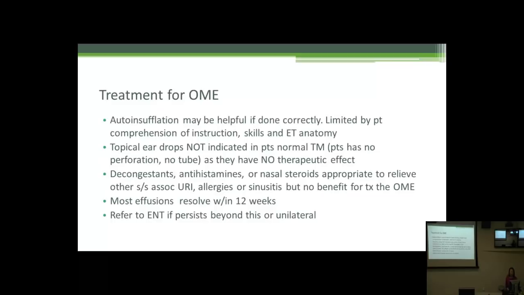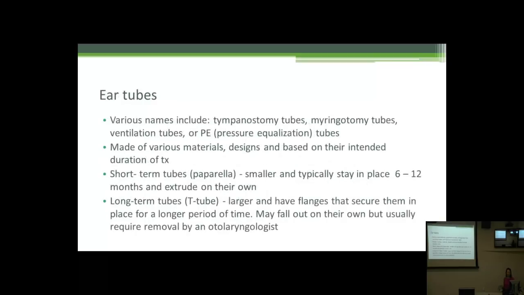Okay. And let's see, ear tube indications. All right, so there are different types of ear tubes for different reasons. There are the short-term ones and then the long-term ones. The ENT decides which ones they're going to do. But you'll see a variety of different colors and shapes if you ever look into a patient's ear with an ear tube.